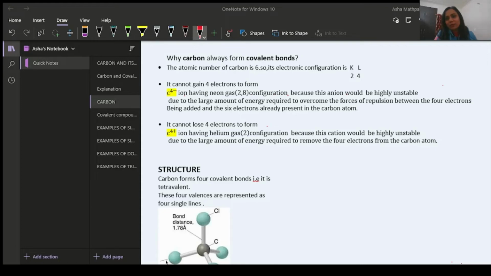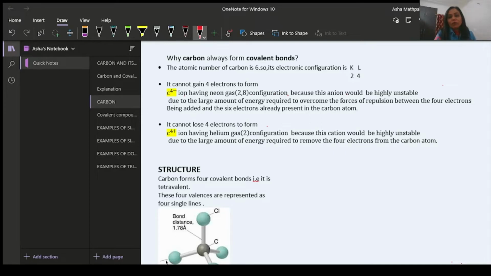Hello everyone, welcome to the next session of the chapter Carbon and its Compound. In today's session, we are going to understand why carbon forms covalent bonds, what are covalent bonds and what are the various types of the covalent bonds with their examples. So let's begin the session.